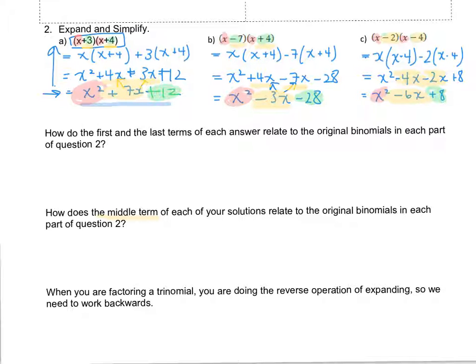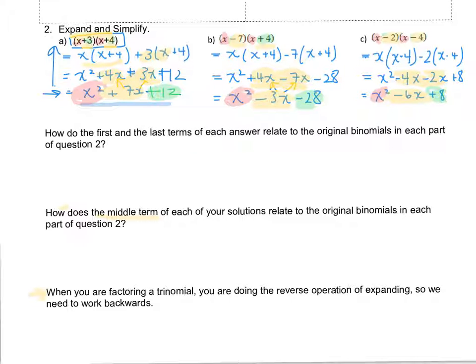Well, really, when you're factoring a trinomial, you're doing the reverse operation of expanding. So we're really working backwards, and that 7 is coming from the x times the 4x. So up here, the x times the 4x is what's giving us the 4x, and then the 3 times the x is what's giving us our 3x. So these two numbers in here really are also the two numbers that will multiply to this last term.